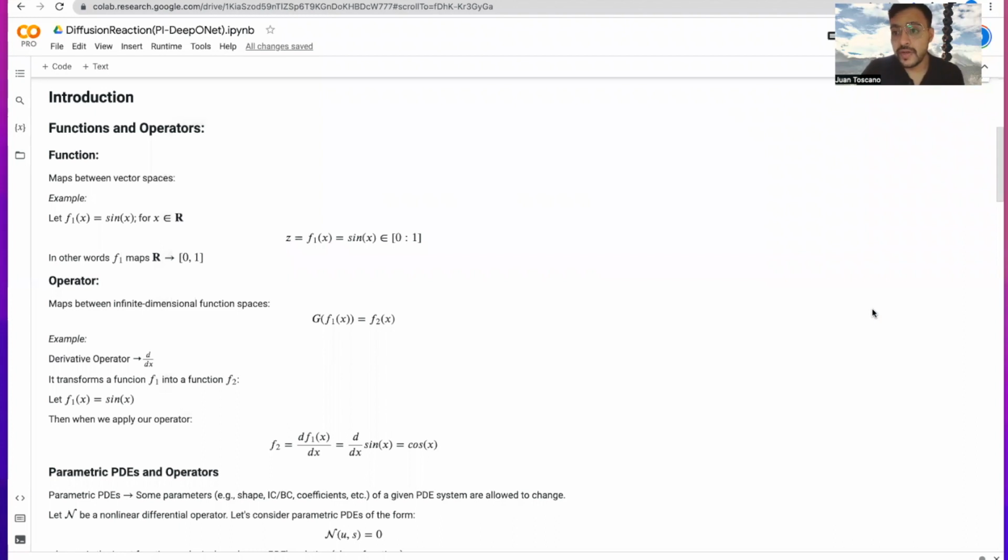My name is Diego, and today we will review how to implement a Physics Informed DeepONet in Python.